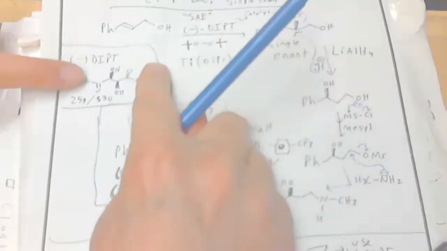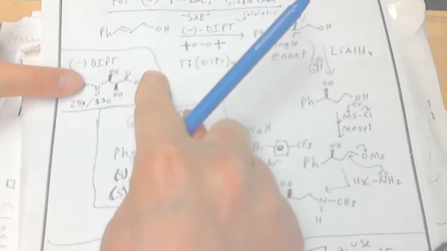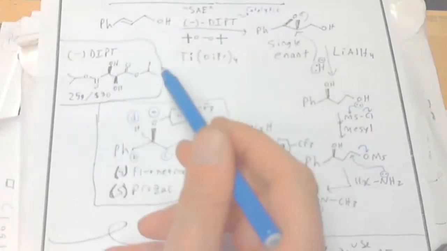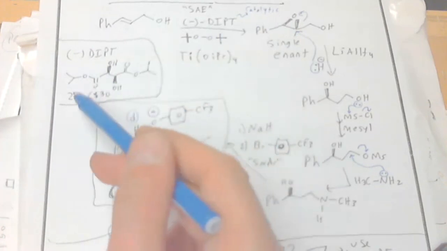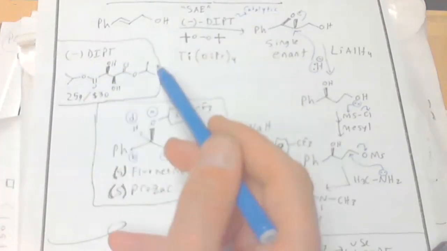And then all they do is it's not just tartaric acid, right? Tartaric acid, or minus tartaric acid, would be the dicarboxylic acid, right? But they make the diisopropyl ester. So there's ester, and that just helps in the reaction. So these ester groups aid in the solubility.